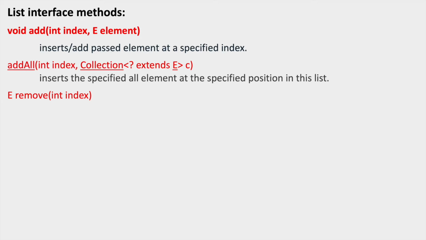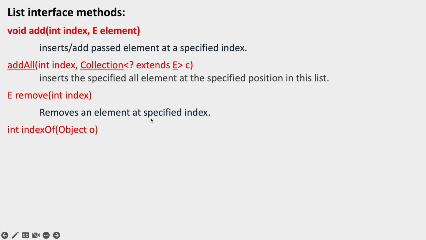In the collection interface also a remove method is there, but that method accepts the argument as an object. Consider a scenario where the collection object has two or more duplicate elements. By using the collection interface method, the first occurrence of the object will be removed. By using this remove method, we can remove the object at the specified index. It removes an element at the specified index.